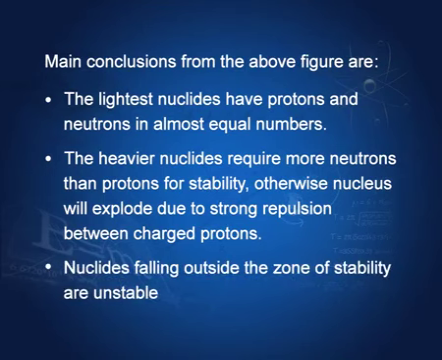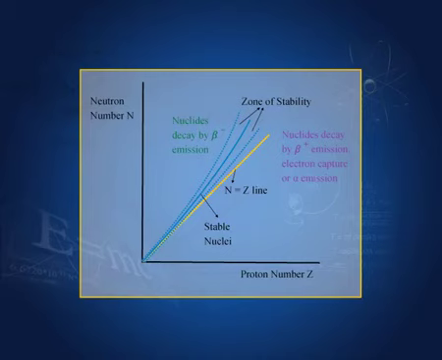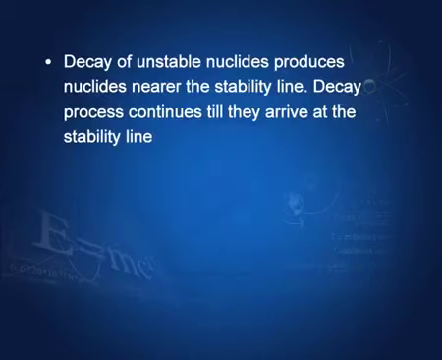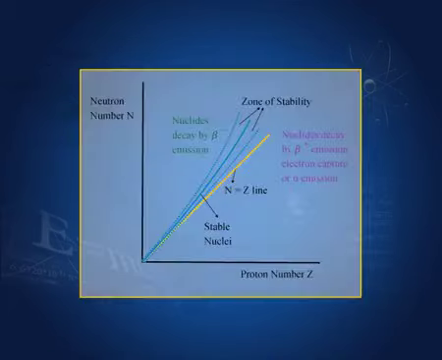Nuclides falling outside the zone of stability are unstable. Here and here, they are unstable. And the decay of an unstable nuclide produces a nuclide nearer to the stability line. I said earlier also, on this side there are a larger number of protons than necessary.